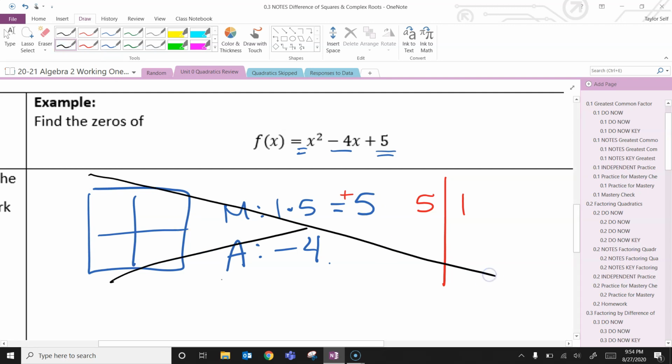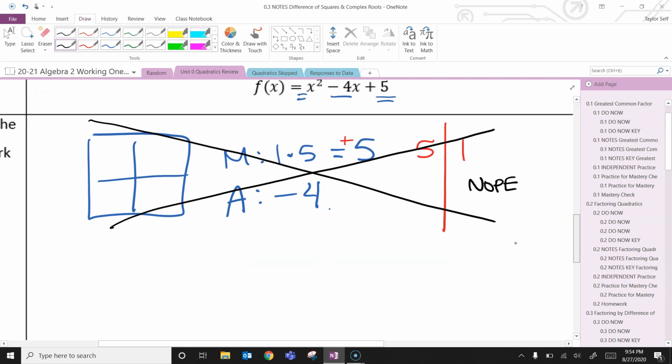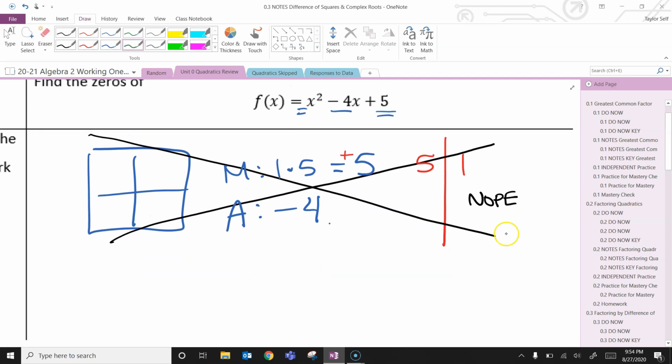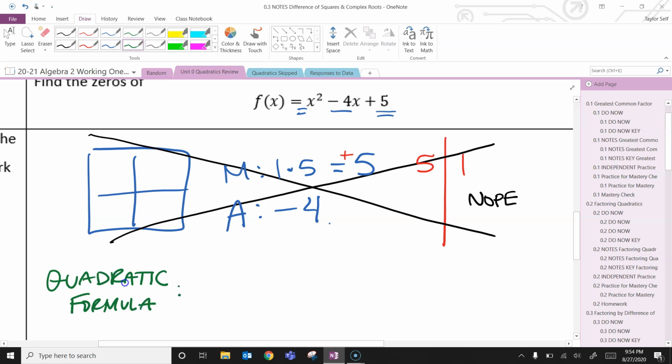Sometimes there are no numbers that work. Nope, nothing works. In that case, you probably remember you need to use the quadratic formula. So let's write that down. Quadratic formula. And this is important on SAT, so we're going to go over it again.